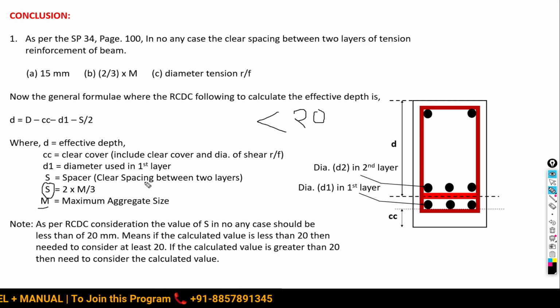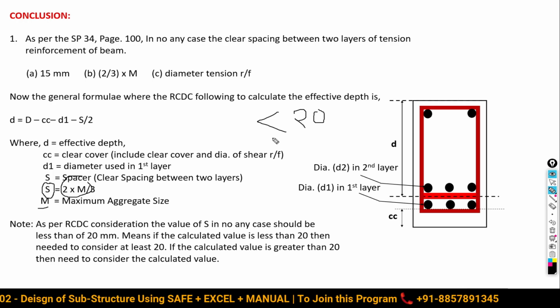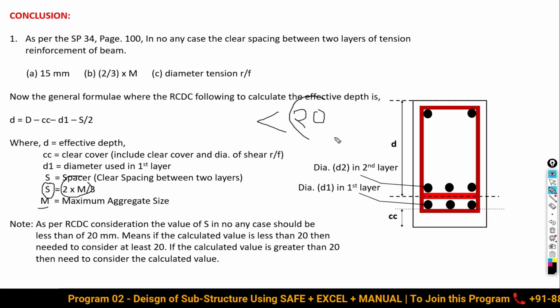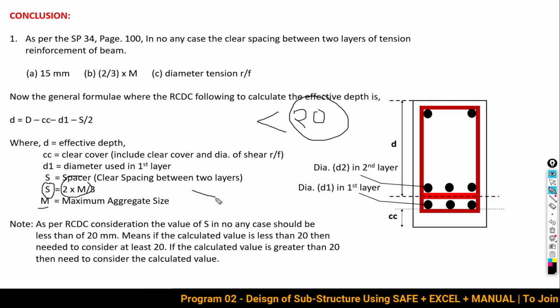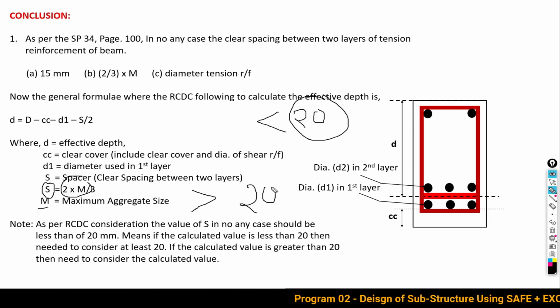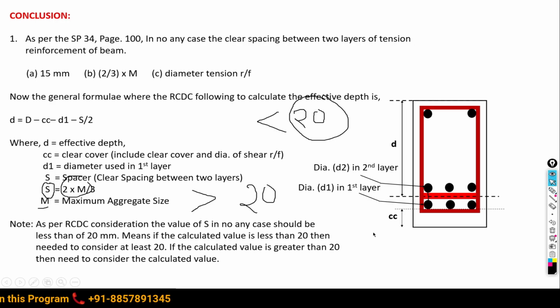In no case, if the value after doing this calculation comes out to be less than 20, RCDC is going to consider it as 20. If the value comes out more than 20, then RCDC is going to consider the spacing between the two layers as the calculated value, since it is more than 20. For better understanding, look at this example.